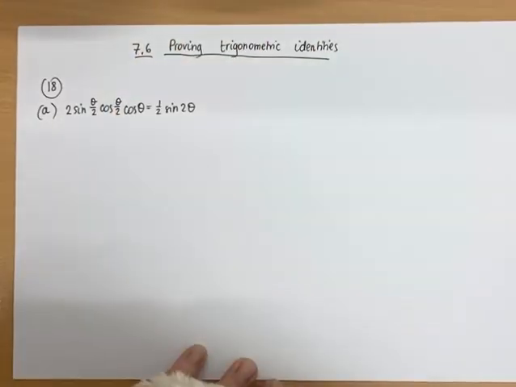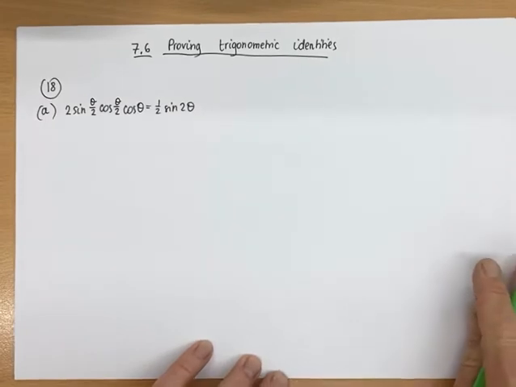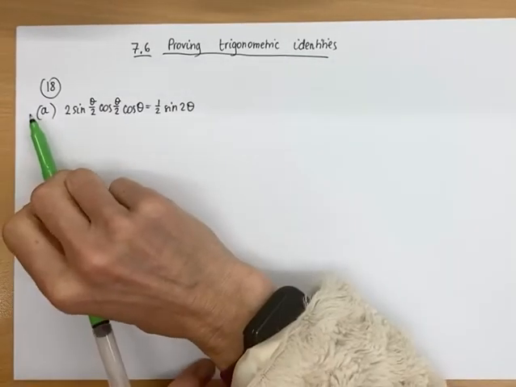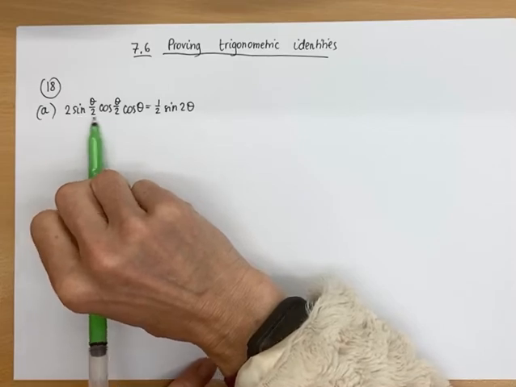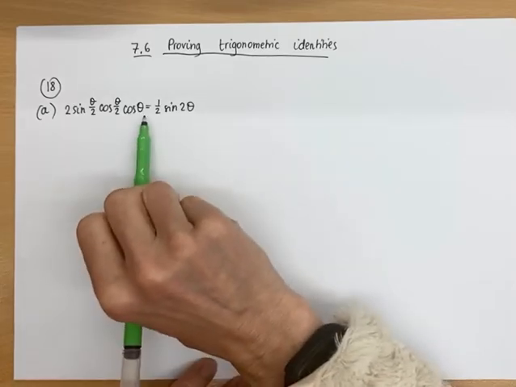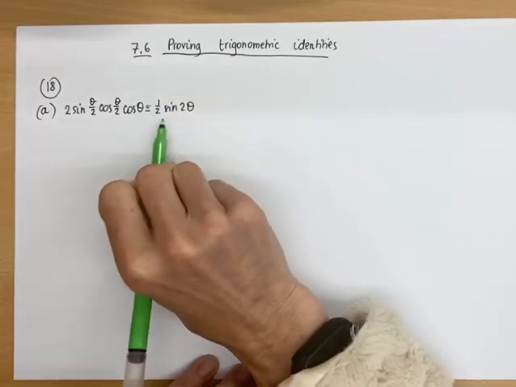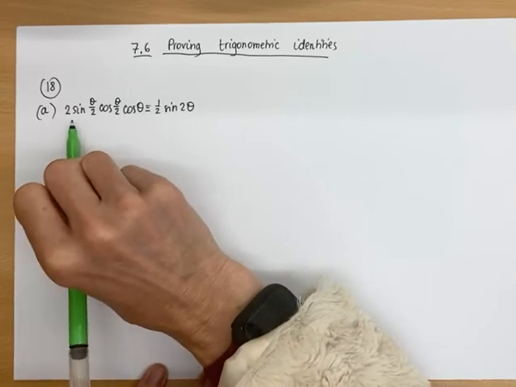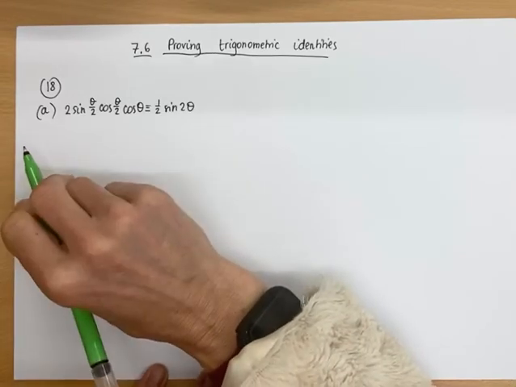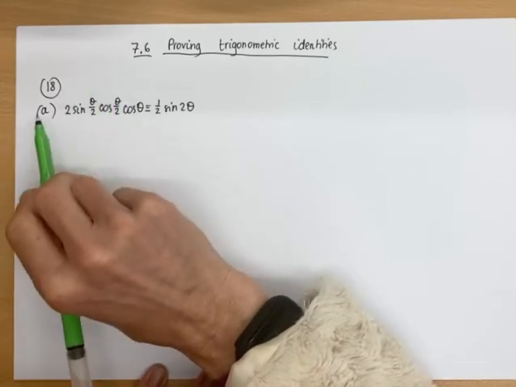7.6. This section is on proving trigonometric identities. So example 18, it asks you in part A to show that this expression on the left hand side is identical to a half sine 2 theta. We're going to start with the side that you can do something with. I think both of these you can do something with.